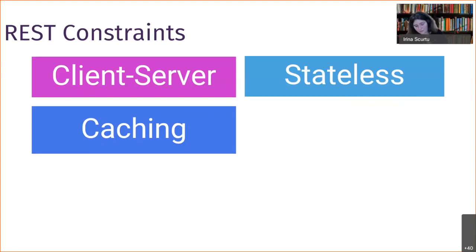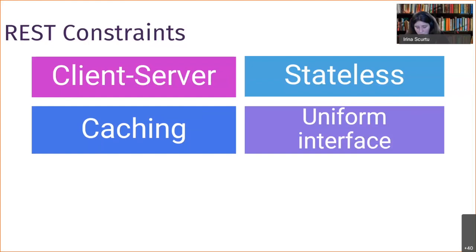The fourth constraint is the uniform interface that puts a lot of problems to the developers because naming is hard and having a uniform interface for your API is even harder.